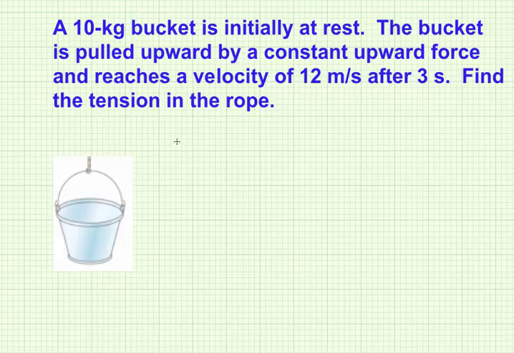In our final example, we have a bucket which is initially at rest, so my initial velocity is 0. It's pulled upward by a tension. Is that the only force acting on it? The answer is no, because you've got to remember mg. Remember, the tension force always acts away from the object. So we have this constant upward net force, and it reaches a final velocity of 12 meters per second in a time of 3 seconds.